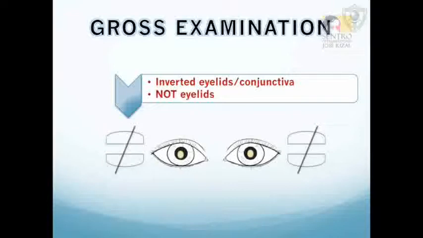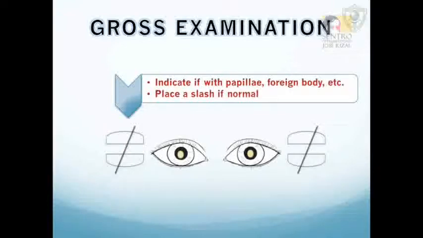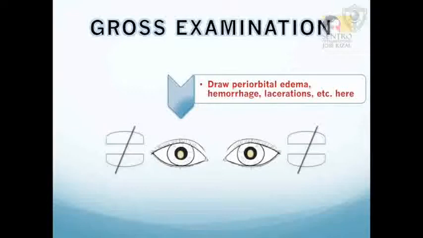The semicircles on the chart represent the inverted eyelids or the conjunctiva. These are not the eyelids. Indicate if there is papillae, foreign body, or other findings. Place a slash if the findings are normal. Draw periorbital edema, hemorrhages, lacerations, and other gross findings here. Also indicate step deformities, crepitus, hypoesthesia if the patient had trauma.